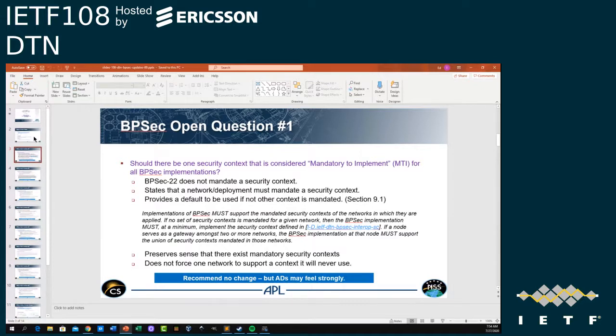We defined an interoperability security context, and we put text in the document in section 9.1, which talked about the idea that networks should themselves mandate which security contexts are needed for that network, and that if there wasn't one, a default could be the interoperability context. But otherwise, it allows different nodes and deployments to pick different security contexts given their context. So one question that comes from this is, is that text sufficient, or is there one security context that must be implemented for all networks everywhere all the time? My recommendation is at the bottom, which is I don't recommend that, but it's up to the working group.